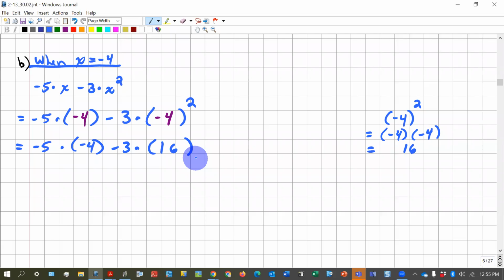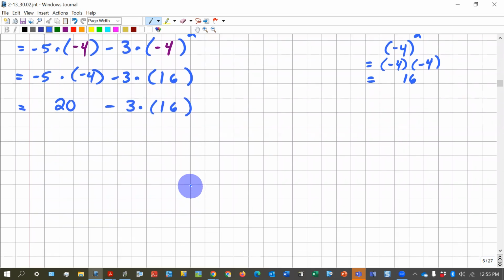Because as soon as you take the x out, you put the parentheses exactly where you used to see the variable. And then you put the number that they gave you inside the parentheses. And then we're going to do the multiplication on the left first. This time a negative times a negative is a positive. And then 3 times 16 is 48.